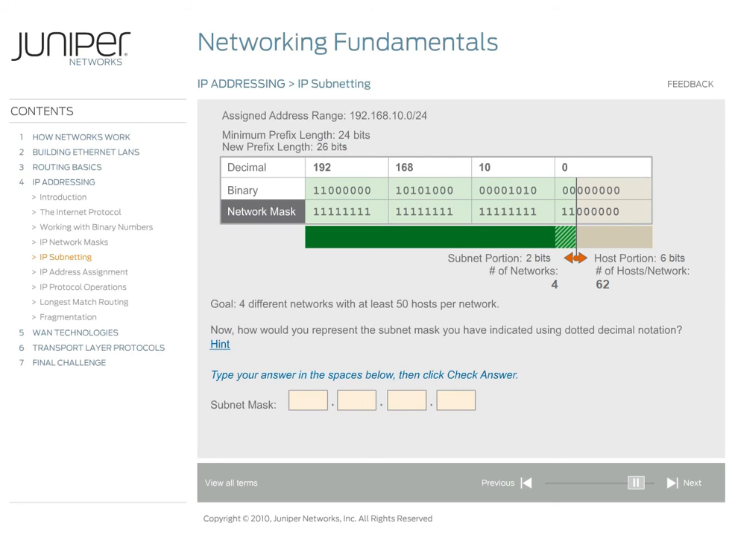Now, how would you represent the subnet mask you have indicated using dotted decimal notation? Type your answer in the spaces on screen. Then click Check Answer. If you'd like a hint, click the hint link.